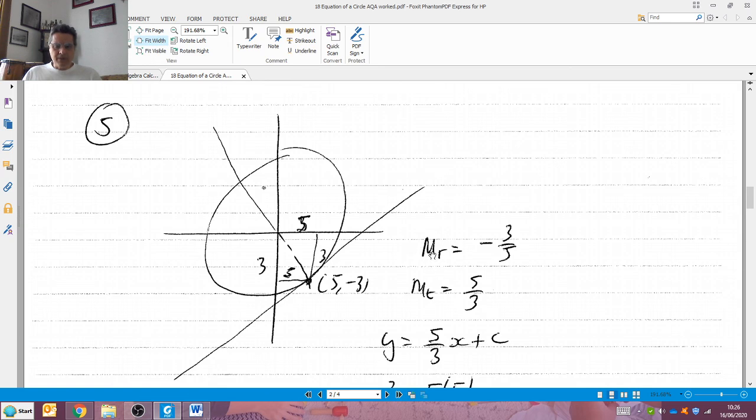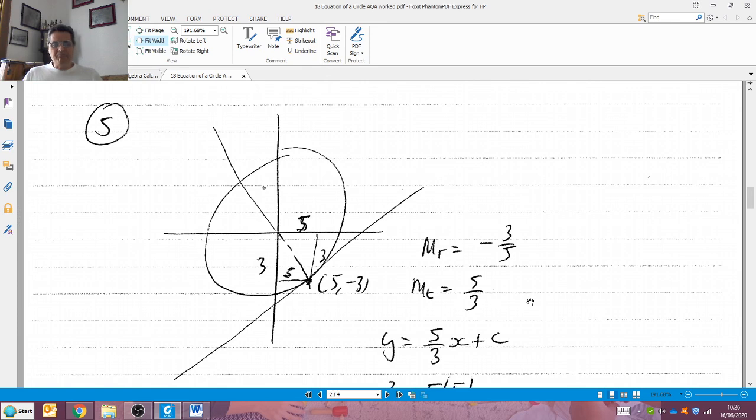So the gradient of the radius will be, so imagine that a little bit there. You can see it's going to be a negative gradient. It will be 3 over 5, but it's negative, it's minus, yeah? So it'll be minus 3 over 5, and there it is, minus 3/5. So the gradient of the tangent will be this one flipped and made negative. So it'll be 5 over 3, or 1 2/3.